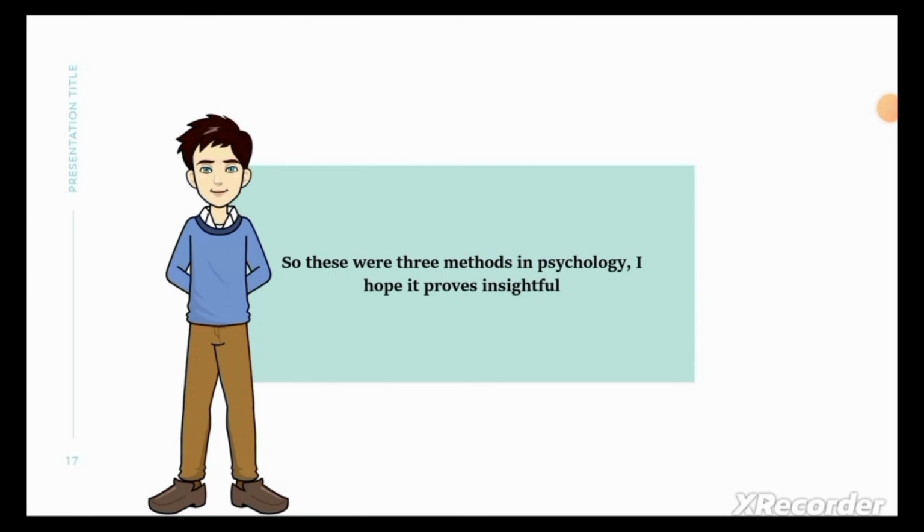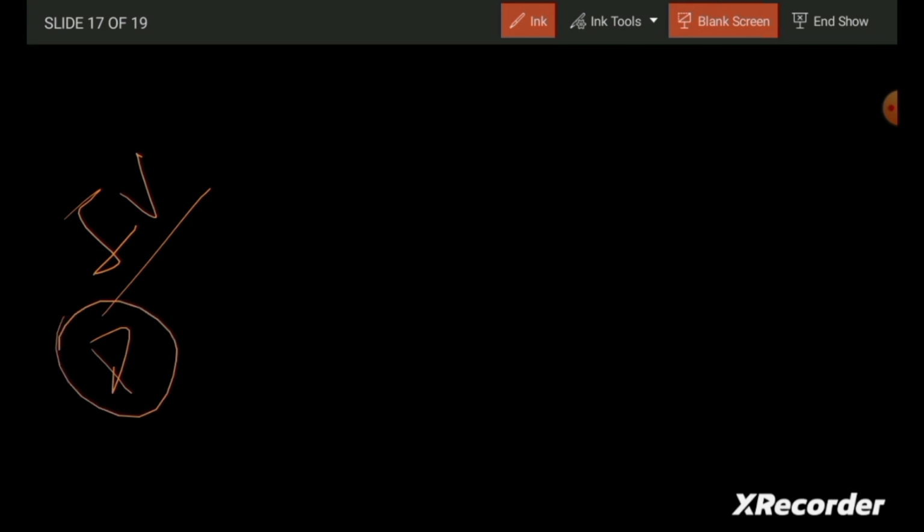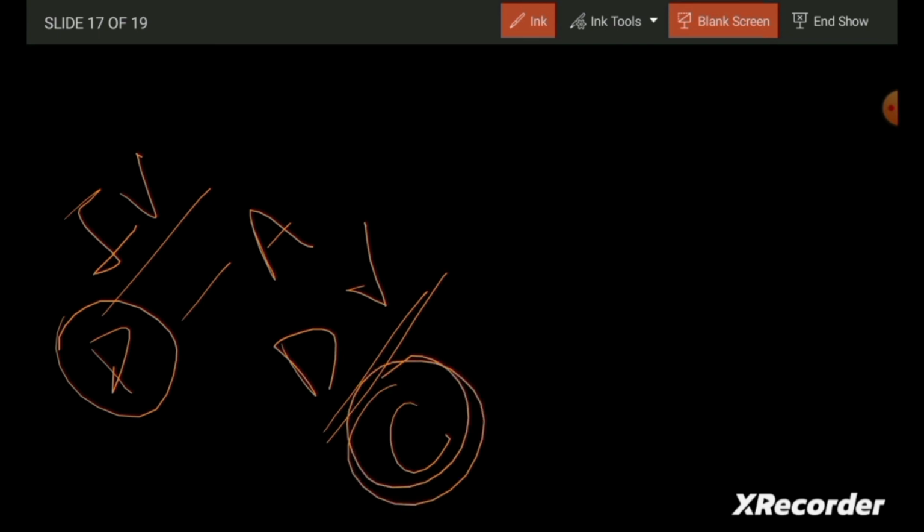I hope it proves insightful. As we discussed earlier, I'll be telling the answers of the two questions I asked. The first one was about the variables in Dr. Brown's research. Now the answer for the independent variable is option D, and that is the teaching method A. The answer for dependent variable is the performance of the students on the test, and that is option C.